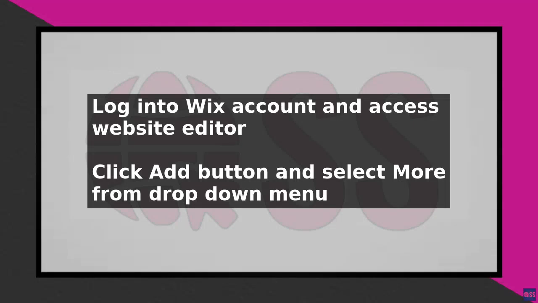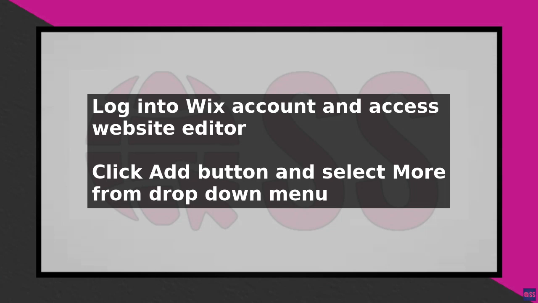To add a pricing table to your Wix website, start by logging into your Wix account and accessing the editor for your website. In the editor, click on the Add button on the top bar and select More from the drop-down menu. This will take you to the Wix App Market where you can find the pricing table app. Search for pricing table in the search bar and click on the result to open the app page.